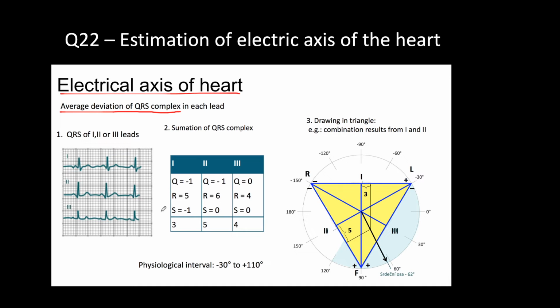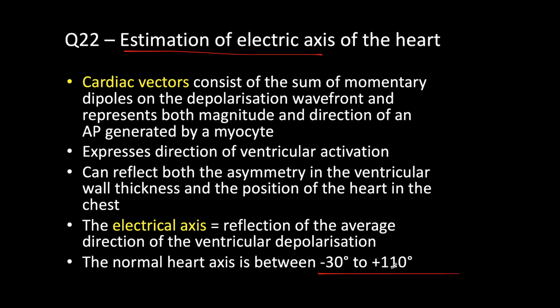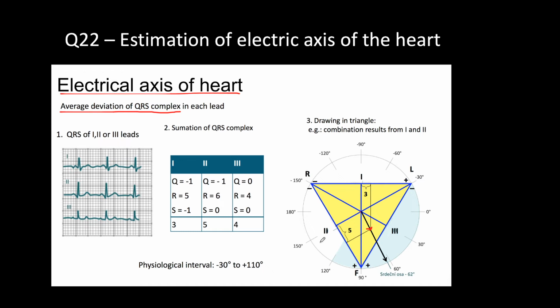It's usually done on leads 1 and 2. That's how you get this average. And then you combine them, and where they meet is here. You draw a line from the center of the hexaxial system, and that's your average electrical axis, and it's usually between minus 30 and 110 degrees. But if it's anything more than 100, and if it's anything more here and more here, then it's deviation.